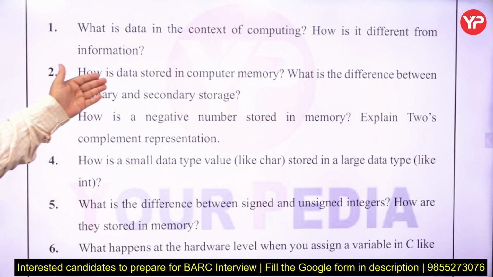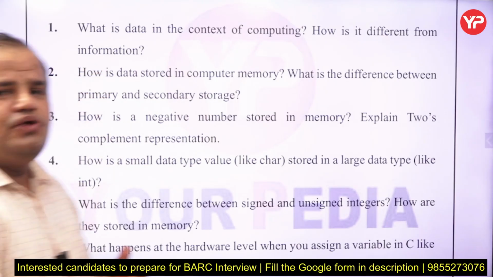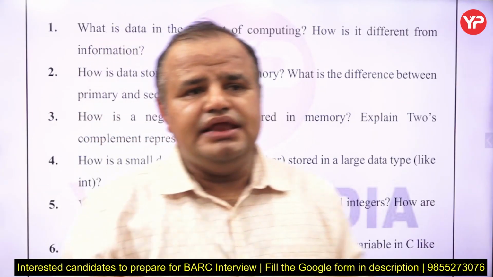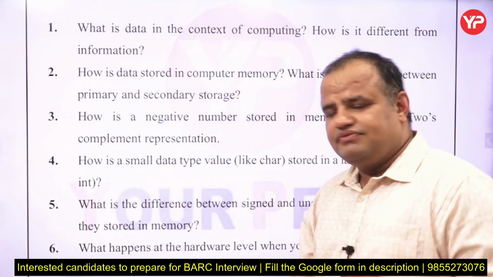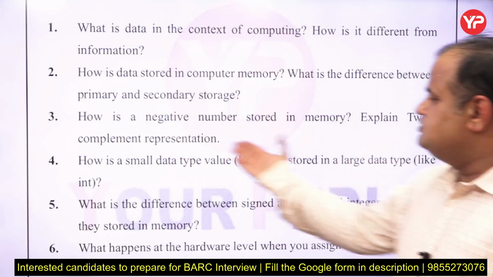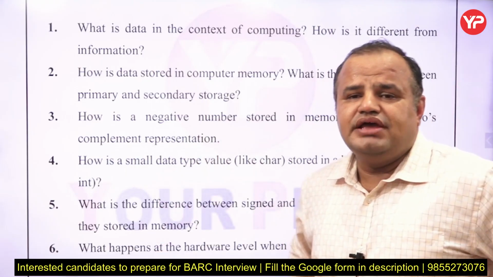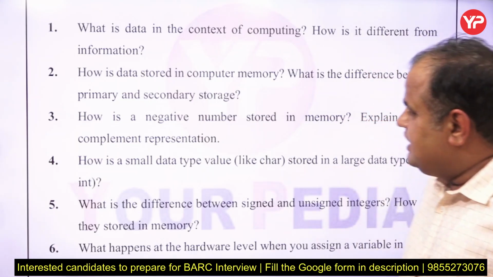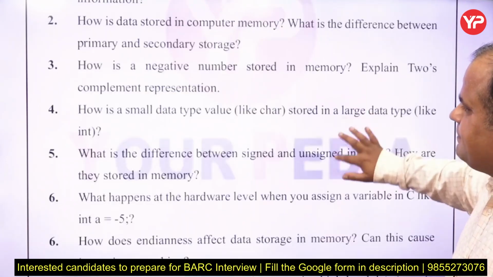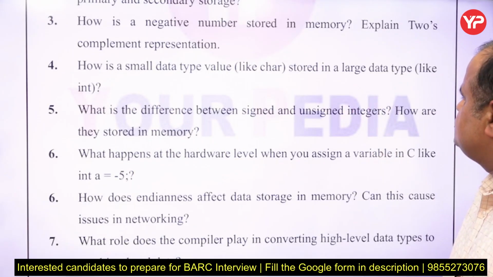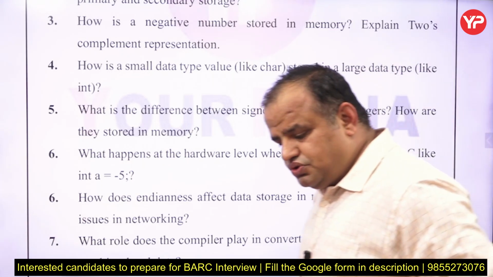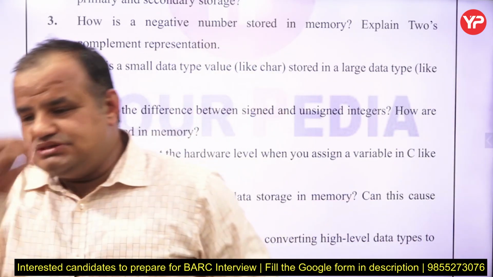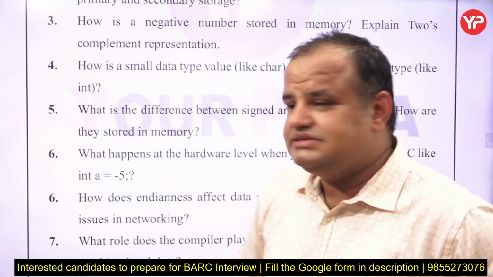Next, okay, you are going to store data in 0 and 1 forms, that means positive numbers. Then tell me how you are going to store negative numbers. And why? Explain 2's complement representation. We know why we use 2's complement representation to store negative data. How is a small data type value stored in a large data type value? You know that in the floating point number system and in the general number system, we have zero extension and we have the signed extension concept.